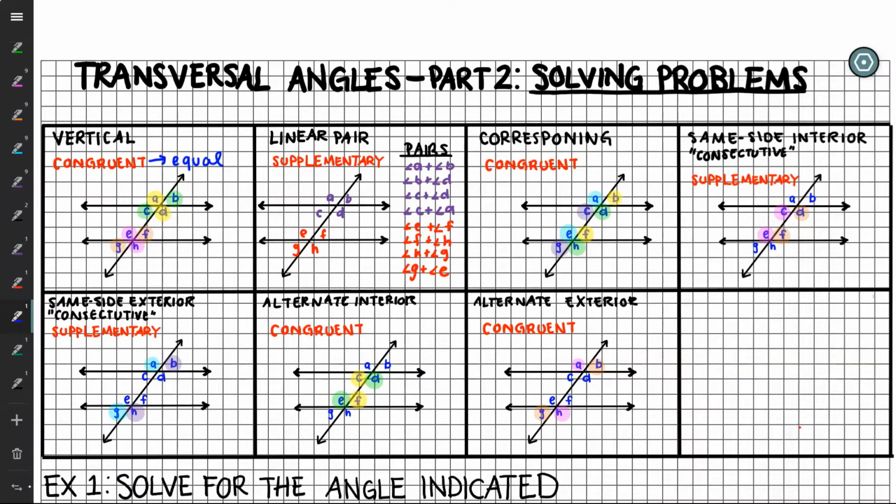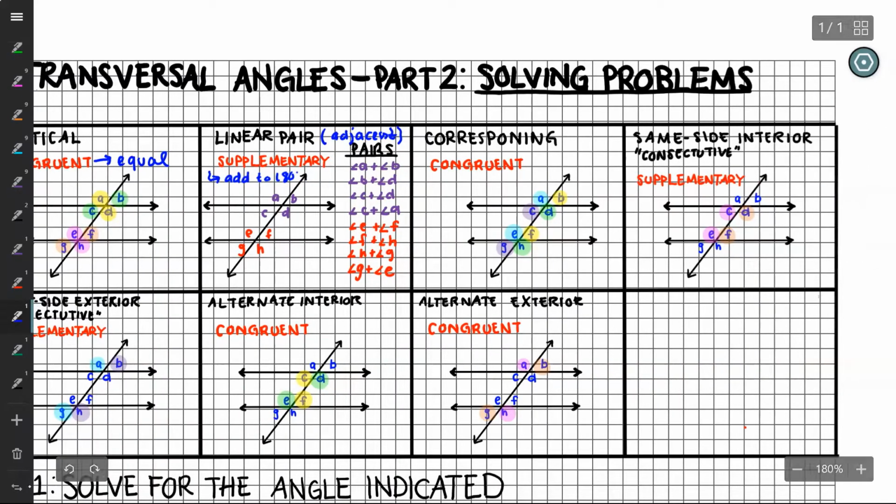All right, next we're going to look at our linear pairs. So linear pairs are also adjacent or next to each other. And linear pairs are supplementary. And all supplementary means is that they add up to 180 degrees. Alright, and here they are all listed out. So A and B are linear pairs, B and D are linear pairs, C and D are linear pairs, C and A are linear pairs, E and F, F and H, G and H, and G and E are all linear pairs. And they're all supplementary.